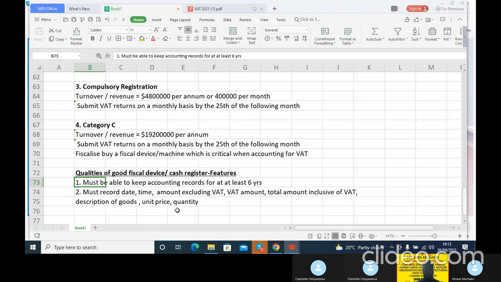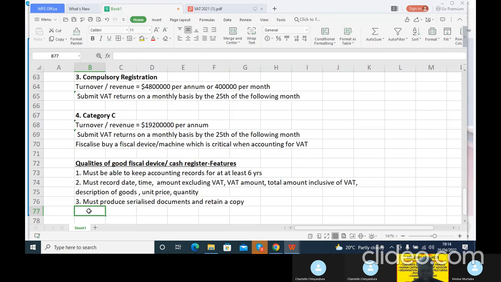And it must produce serialized documents. Serialized, meaning they should be in sequence. And it must retain a copy. When you buy at Food World or Pick and Pay you see 'copy of fiscal receipt'. It means another copy remains.